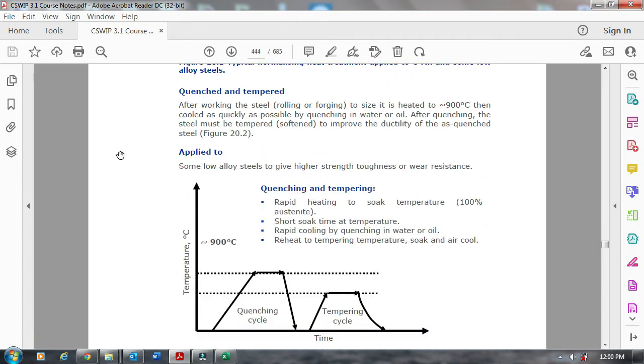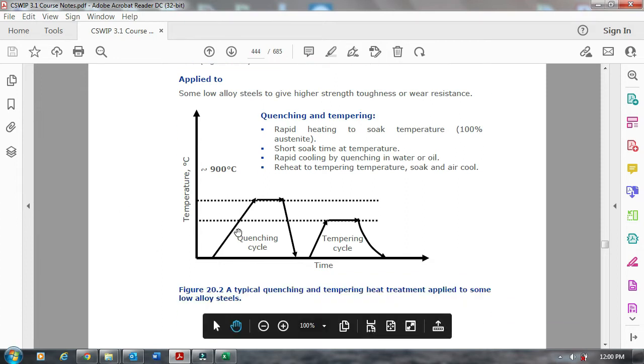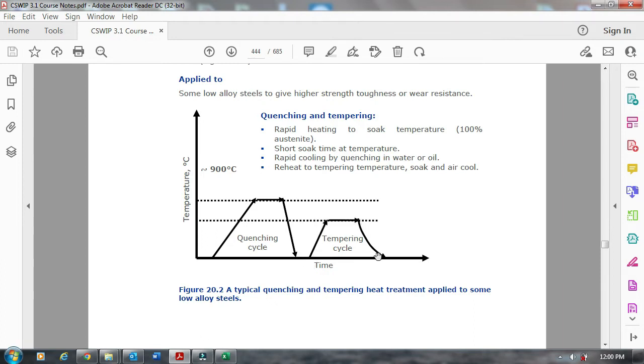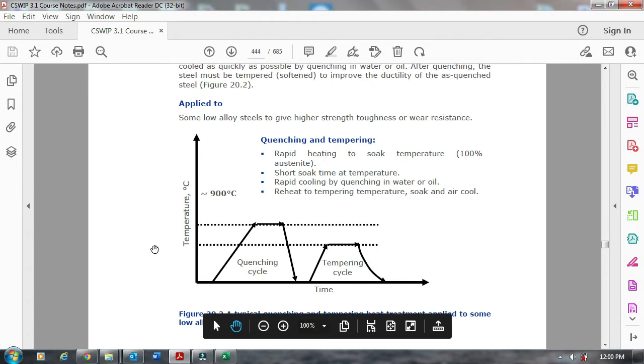So what is quenched and tempered? After working the steel, rolling or forging to size, it is heated to 900 degrees and cooled as quickly as possible by quenching in water or oil. After quenching, the steel must be tempered, softened, to improve the ductility of the quenched steel. So you can see here, it is taken up to 900 degrees, then kept for some time, then rapidly cooled, and then again taken up to the tempering cycle, and then slowly cooled. So it is done 2 times.